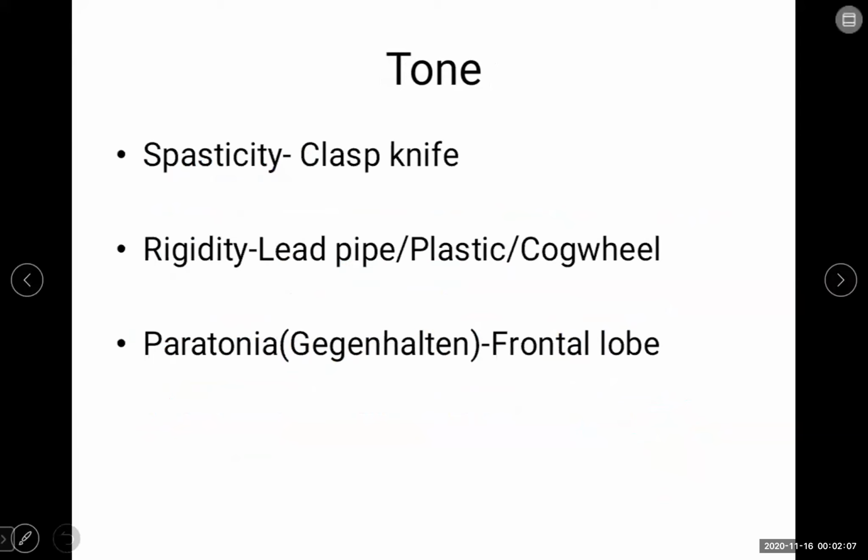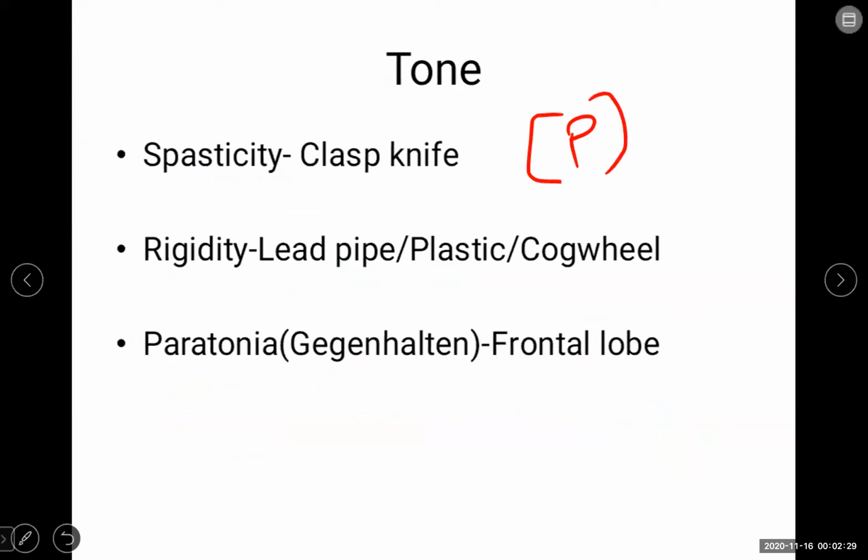Coming on to tone. Now, tone could be hypotonia, which is a reduced tone, classically seen in lower motor neuron lesions or in later stages of muscular dystrophies and myopathies, or an increased tone. In increased tone, there are generally three types that are described. The first is spasticity. Spasticity is commonly seen in your typical pyramidal lesions.